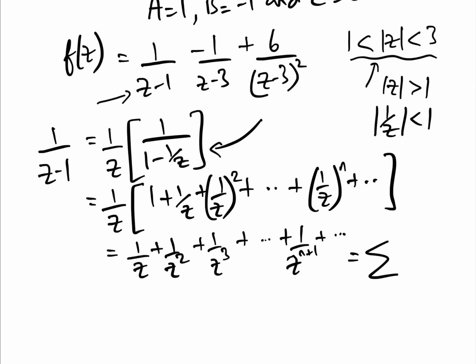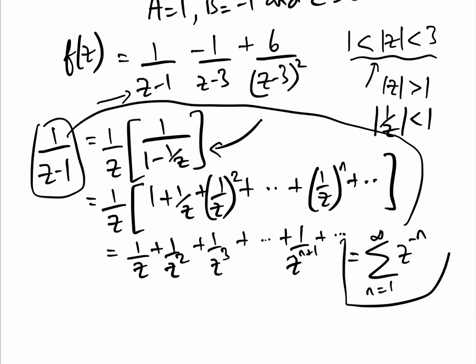Now let's just put that as a sum, because obviously we're going to sum them up. That is equal to the sum from n equals 1 to infinity of z to the minus n. So that is our 1 over z minus 1, and that is a Laurent series.